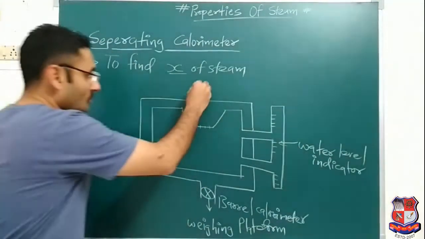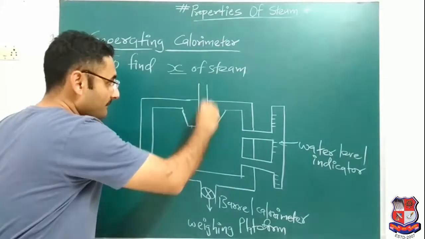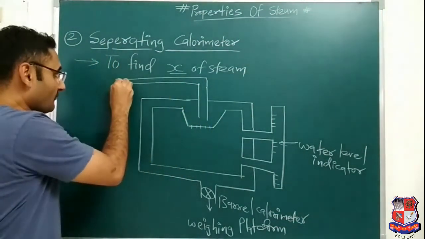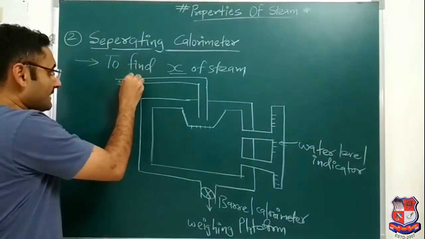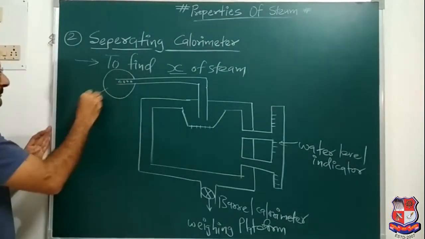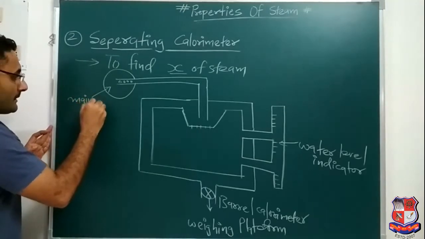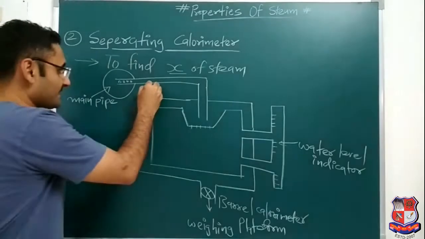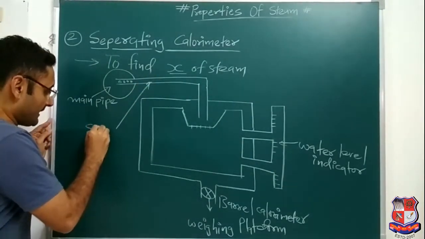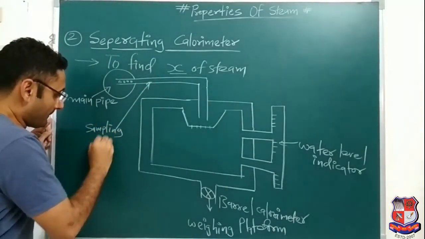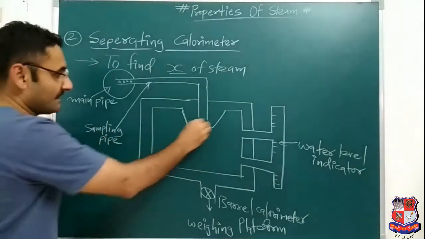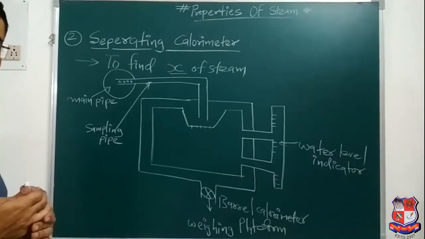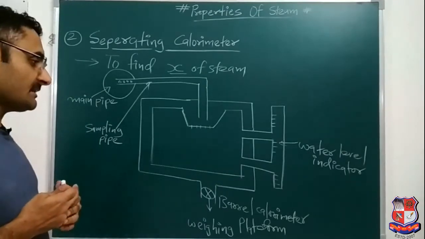After that, over here, one sampling pipe is there, so that is your sampling pipe. That sampling pipe is perforated at its first end, and that sampling pipe is present inside of the main pipe. So that is your main pipe, and that main pipe is present with a sampling pipe, and that is your perforated cup. So that is the construction of a separating calorimeter. Now, we'll start with the working principle.